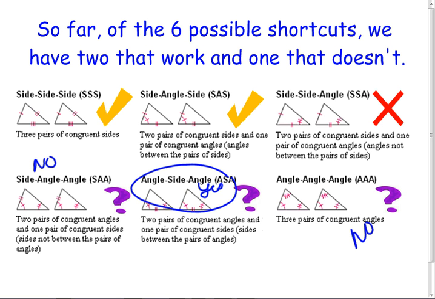Okay, so we have side, side, side. We have side, angle, side. We do not have side, side, angle. We do not have side, angle, angle. We'll find that out tomorrow. Tomorrow we also will find out that angle, side, angle, but it's not in today's lesson, will also work. And I already talked about that does not work. So there's going to be 3. So for today, there's going to be side, side, side, and side, angle, side. That's it.